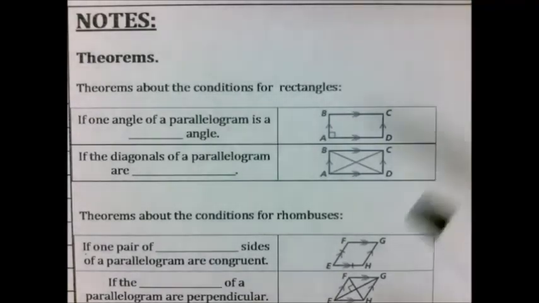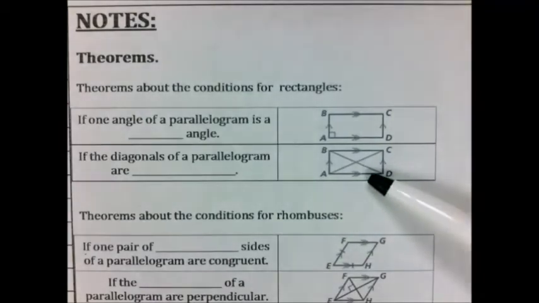The second thing is that if the diagonals of a parallelogram are congruent, those two things on top of what makes up a parallelogram also apply to what makes up a rectangle.